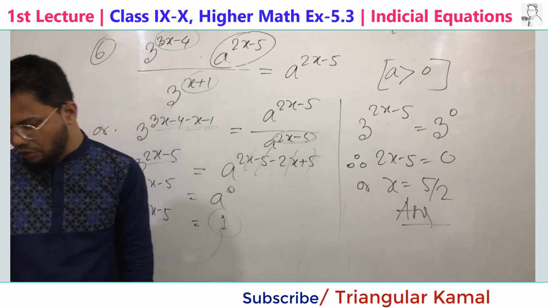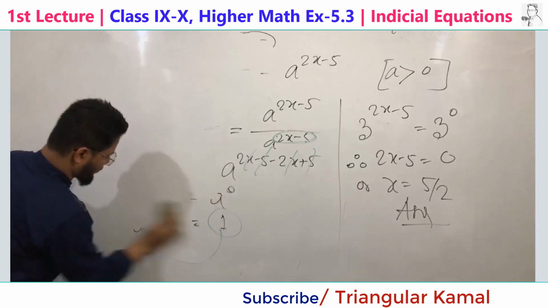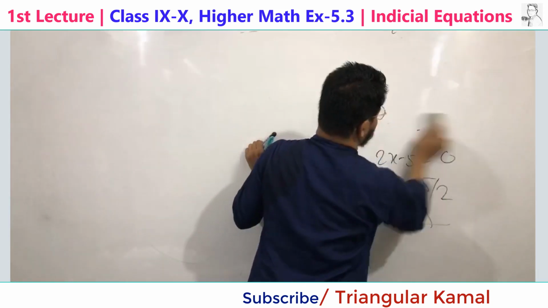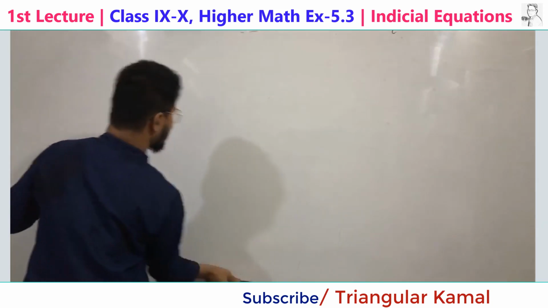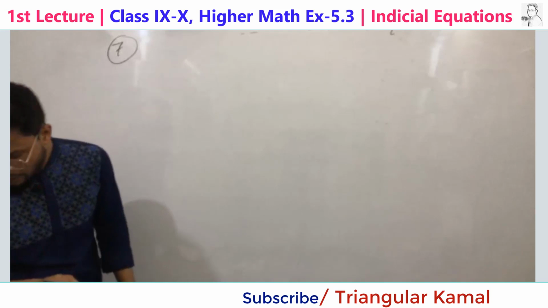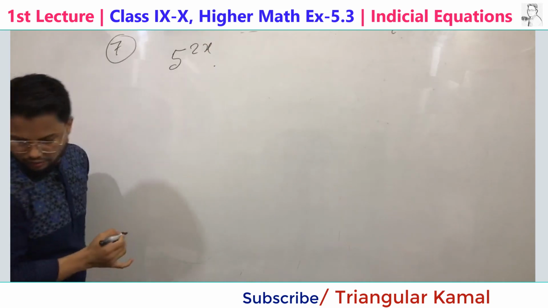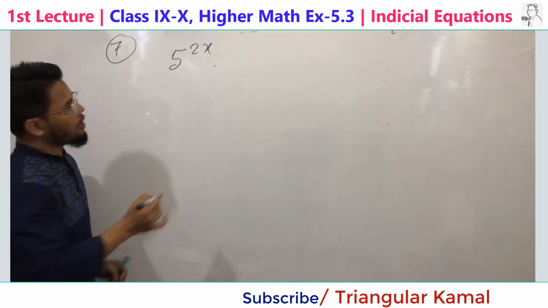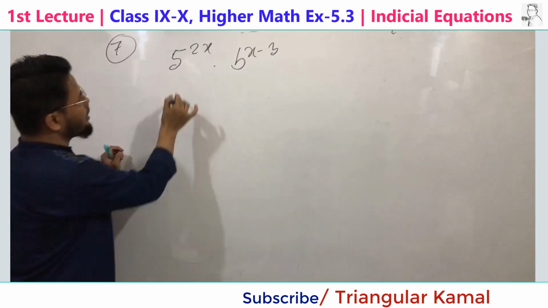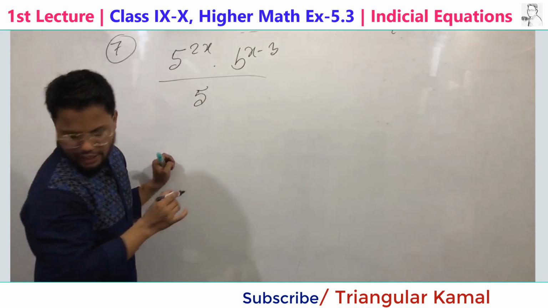Question number 7, which is almost similar to question number 6. So this is question number 7. 5 to the power twice x, and then b to the power x minus 3, and then this one is 5 to the power x plus 3.